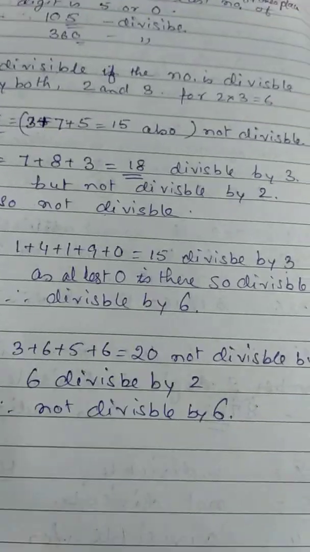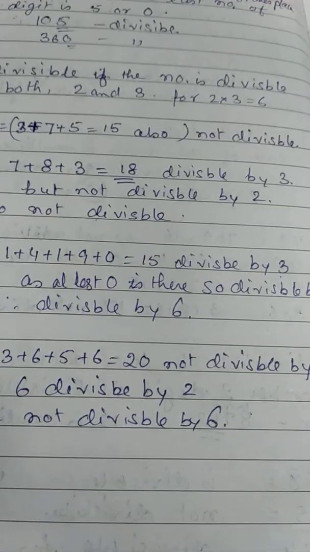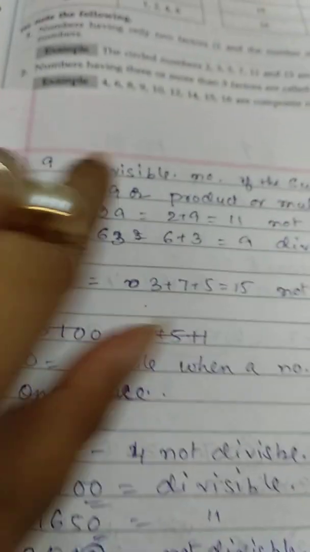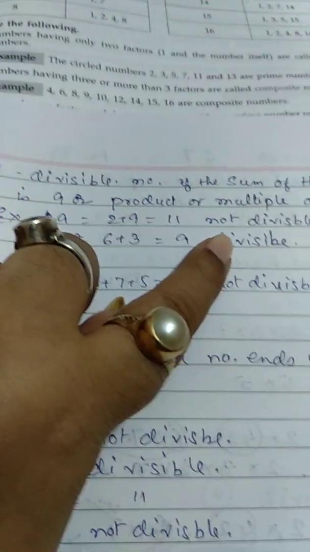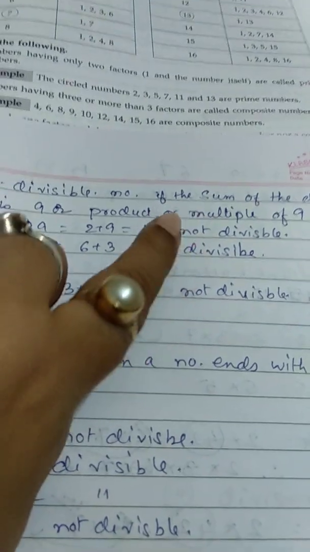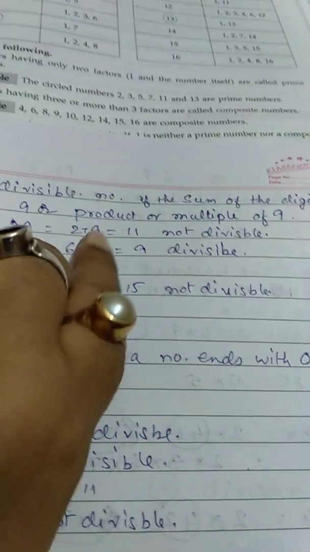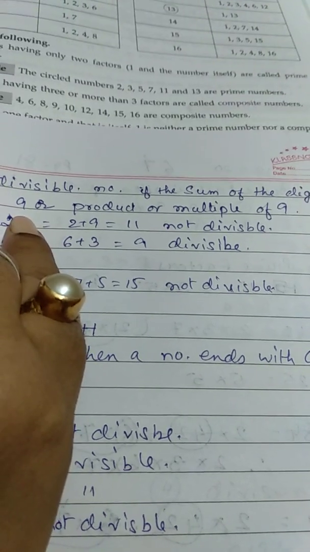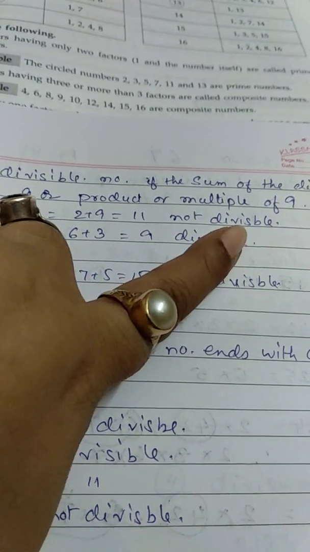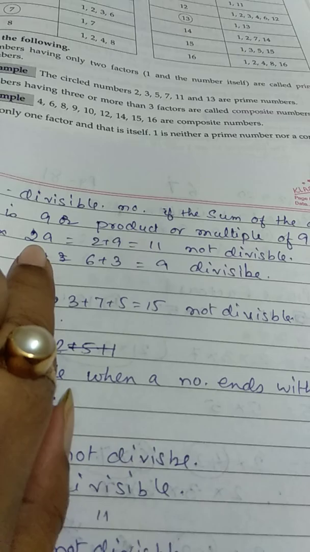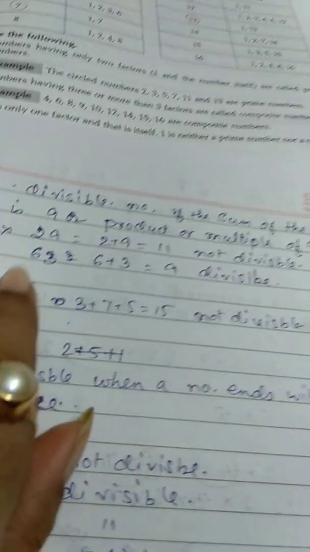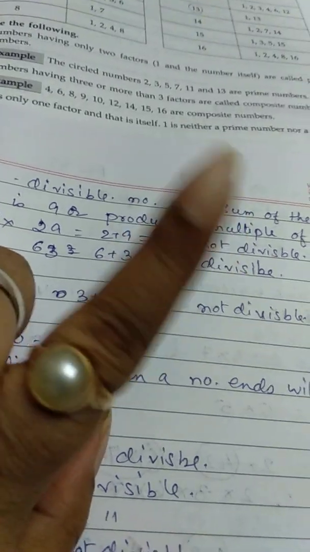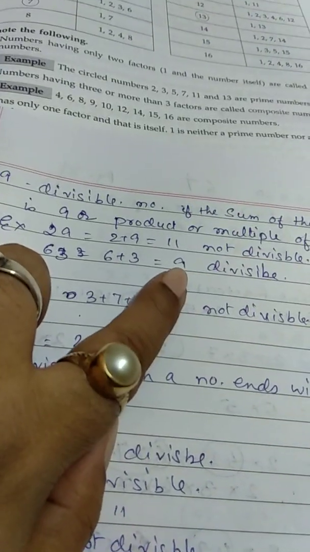I think you have understood. Now let's do the next sum. Divisible by 9. A number is divisible by 9 if the sum of the digits is 9 or a multiple of 9. For instance, 92, 9 plus 2 is 11. So it is not divisible by 9. 63, 6 plus 3 is 9. It is divisible by 9 because 9 ones are 9.